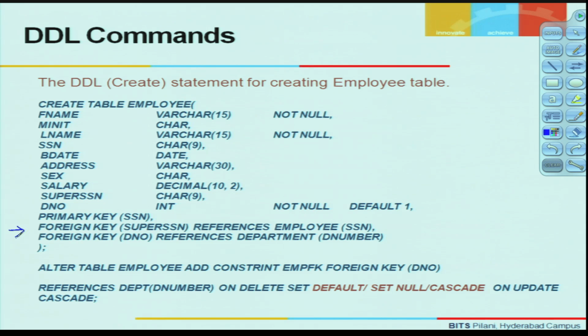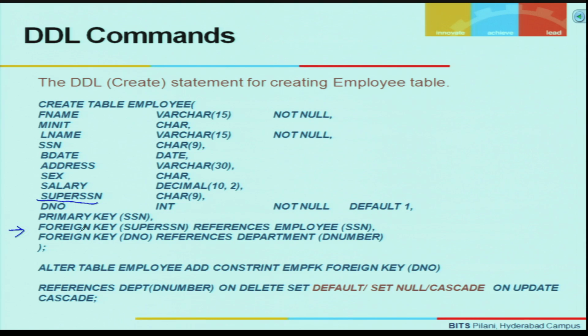Then let us understand that there is a foreign key in the table, super SSN, which indicates who is the supervisor of the given employee, and that references the same table. Let us assume that it is a unary relation, and that references the same table. How do we specify that? This will refer to SSN of the same table. So FOREIGN KEY, with a space between the words foreign and key. Then in parentheses I will write what the foreign key is: super SSN is the foreign key in this table.